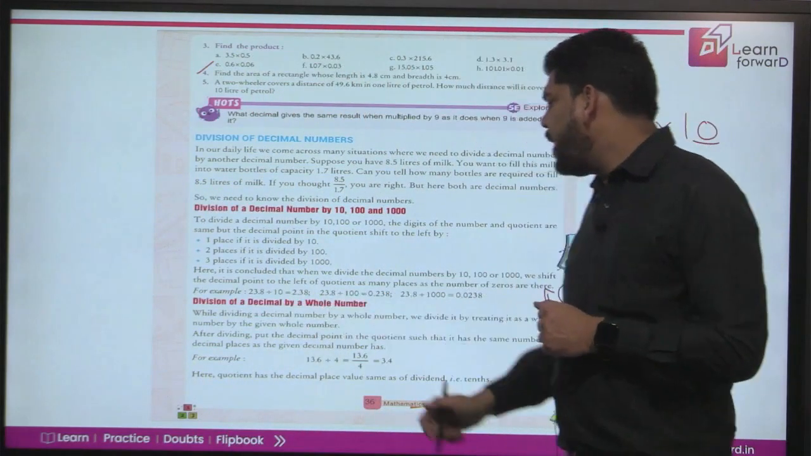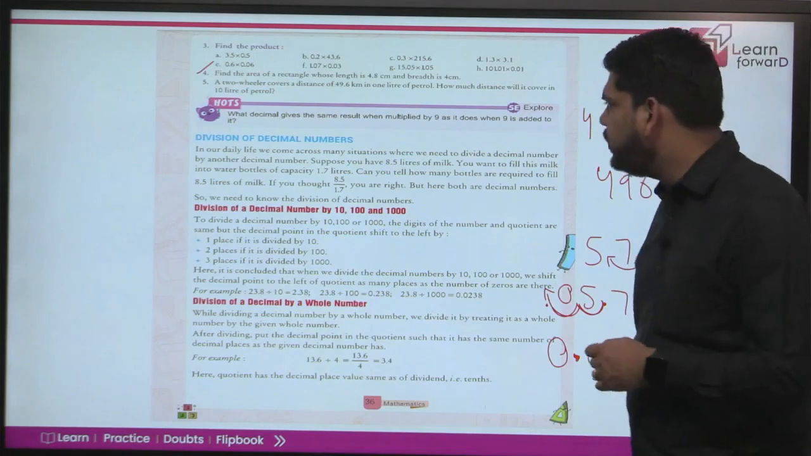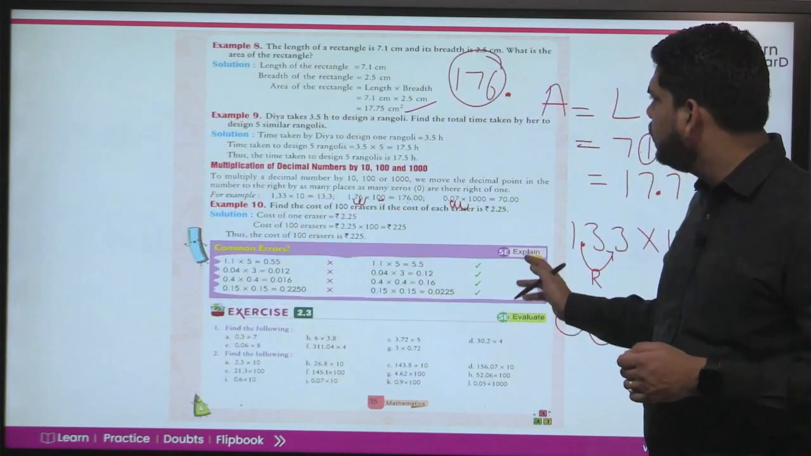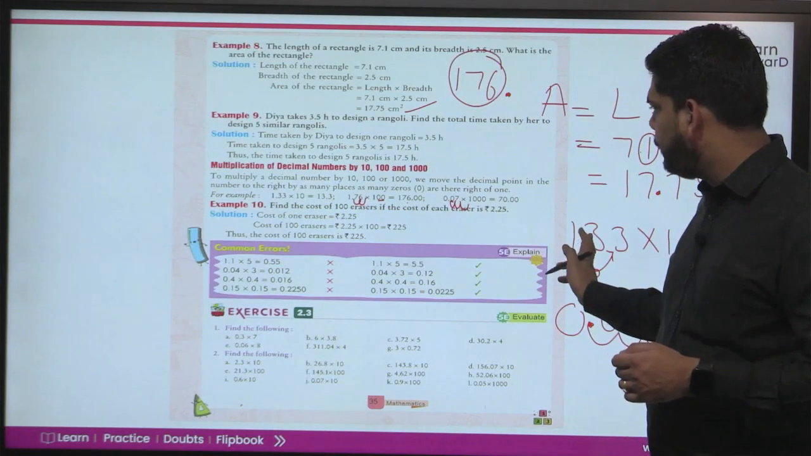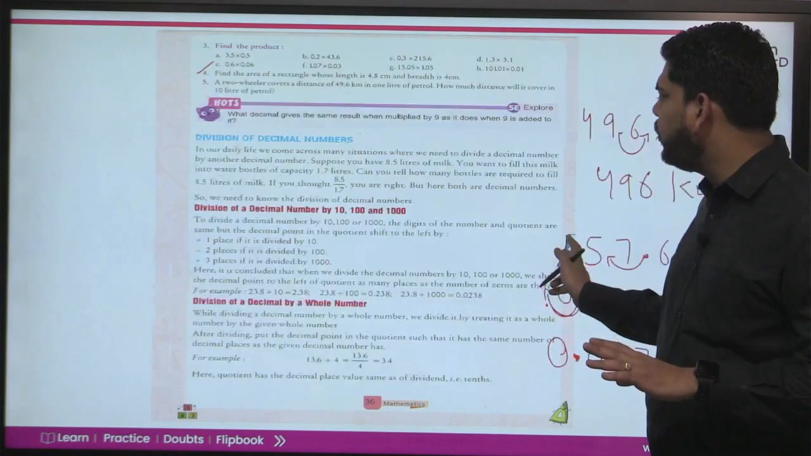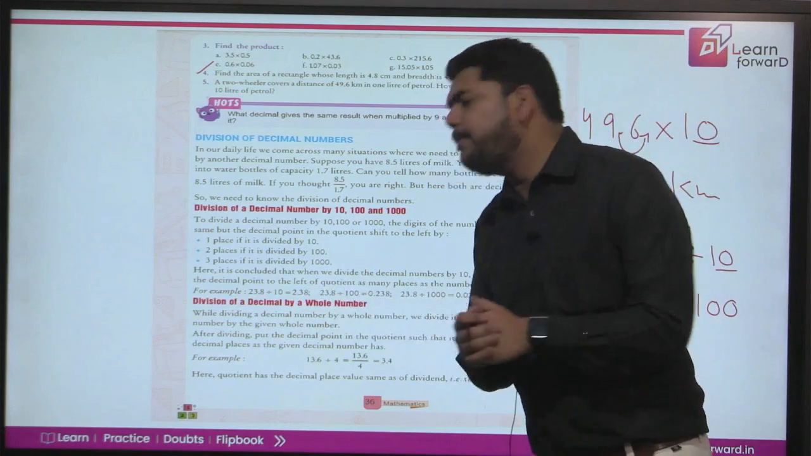Division of decimal by a whole number. What we will be doing? This we have already covered, I believe. No, we have already done with the 10 or 100. Okay. Division of decimal by a whole number.